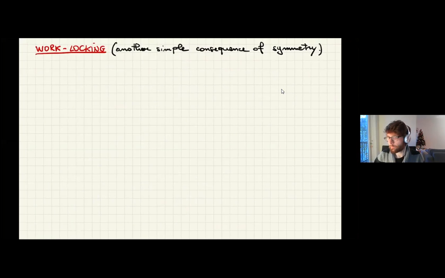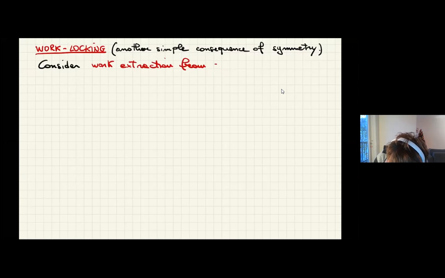Okay, so let me go through another consequence of symmetry, which is about this idea of extracting work from coherence. So what does it mean? I'm given some state, rho, and this state may be a superposition of different energy states. And now I start with a battery system, which is initially in the ground state, and I want to charge up this battery state.